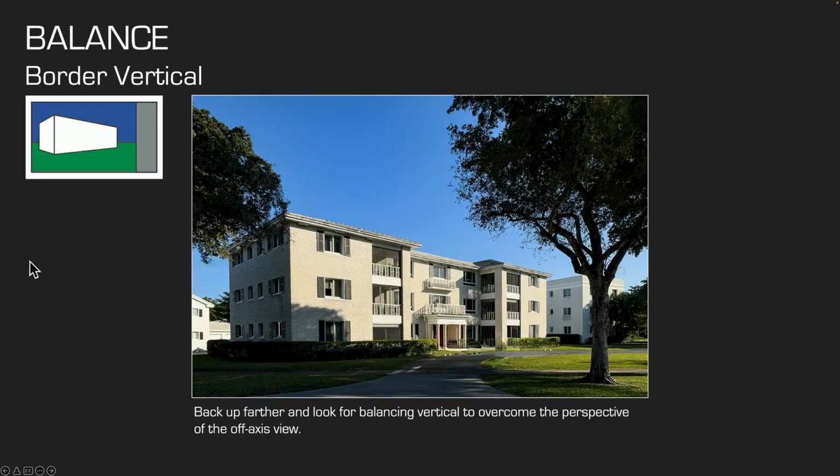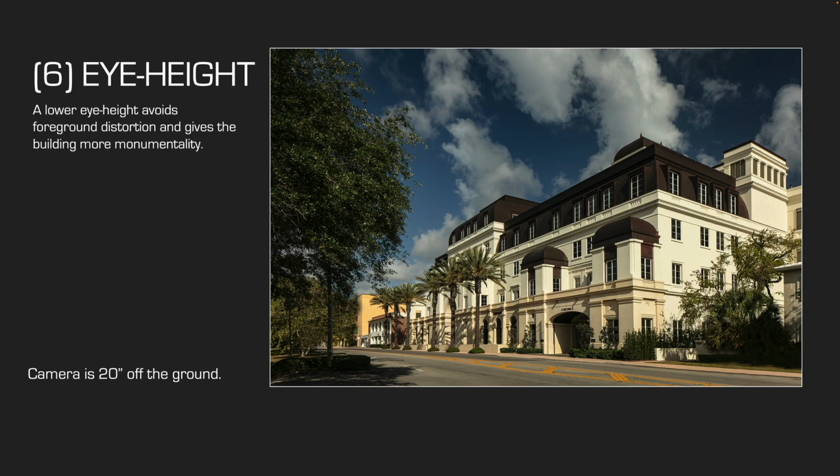So it looks like this. This is the balance of the 2 facades off axis with a border vertical. I backed up, I don't have the distortion, and I have a full height vertical to balance this. Now, I have a little bit of a dark area here. If I didn't, I would darken that corner like the portrait photographers do to help frame my composition. So everything you backed up.